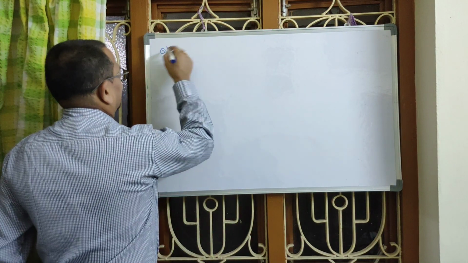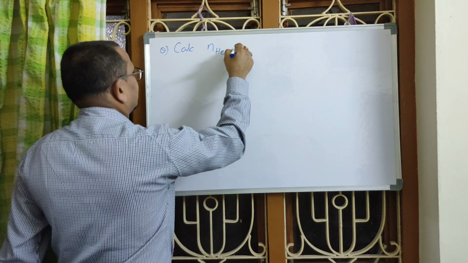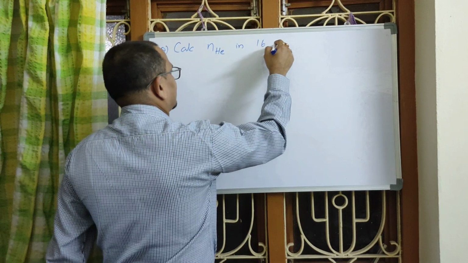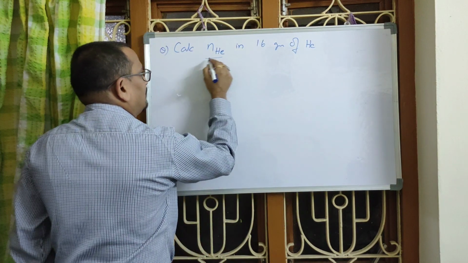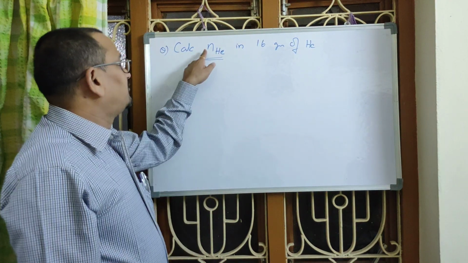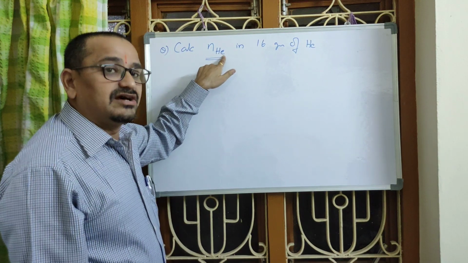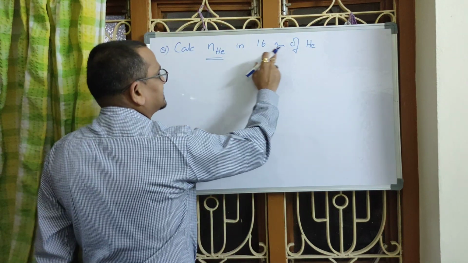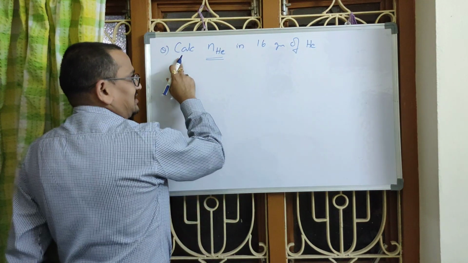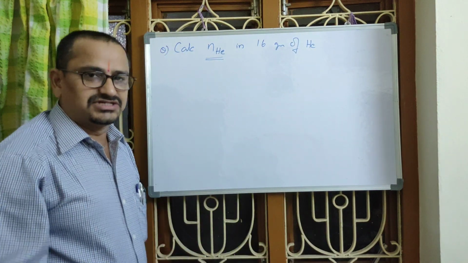Suppose it is asked: calculate number of moles of helium in 16 grams of helium. You follow this notation: number of moles with a subscript. Whichever substance is given in the subscript, we are calculating the number of moles of that substance. So calculate number of moles of helium in 16 grams of helium. This is the question given.